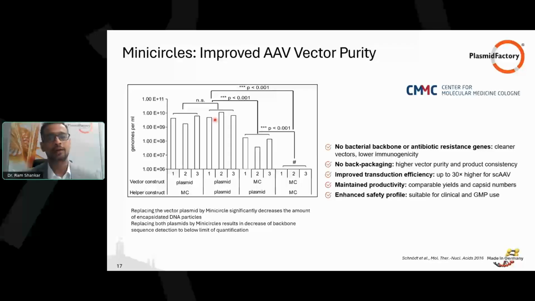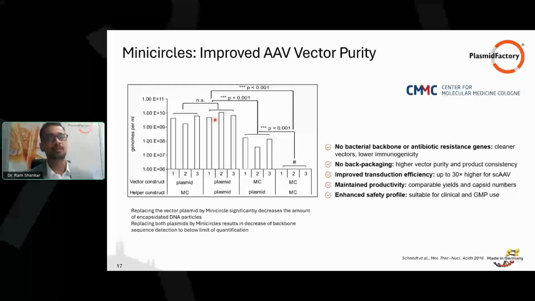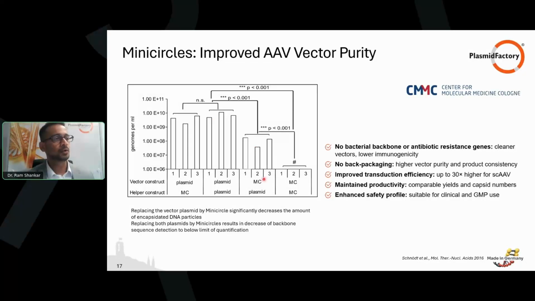This is actually quite high when you consider the number of vector particles that one would later inject into a patient in a clinical trial. So this is quite a high number. And just by converting the vector construct into a minicircle, you see a significant drop already. And by converting both constructs into their minicircle counterparts, we went right below the level of quantification.